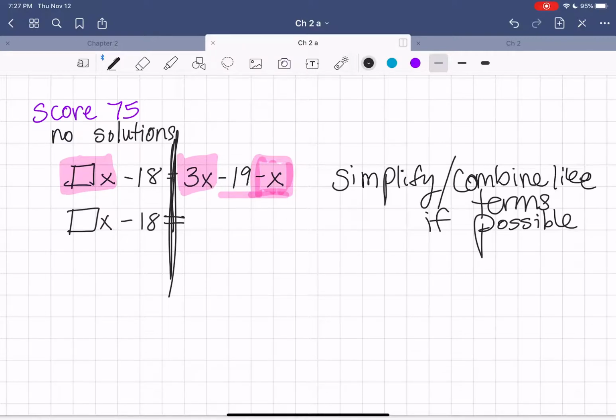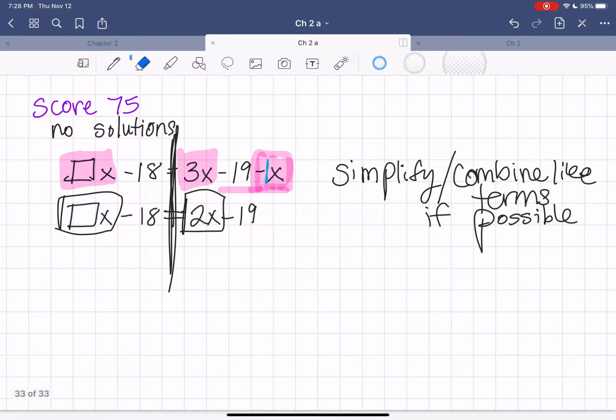All right, so box x minus 18 is going to be equal to, now I have 3x minus x. Something that is challenging in math is that's a negative 1. So I have 3x minus 1x, which would give me 2x minus 19. Okay, now I just have my same old story here. There's the box x and the 2x, so that means that in my box would have to be a 2. Ooh, okay. This one's tricky. You can handle it though, for sure.